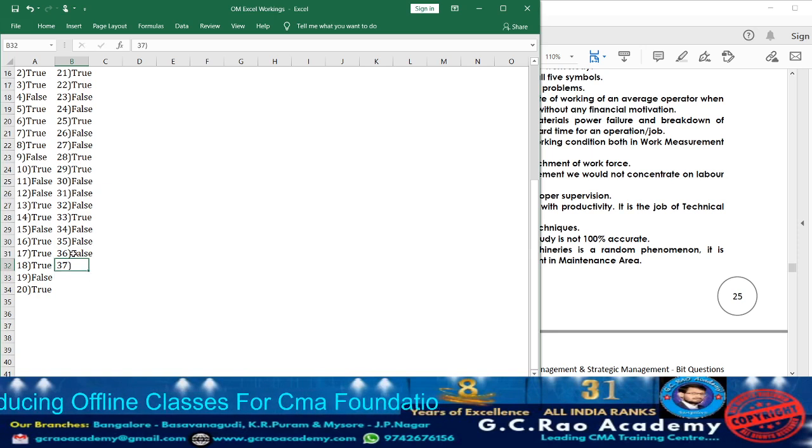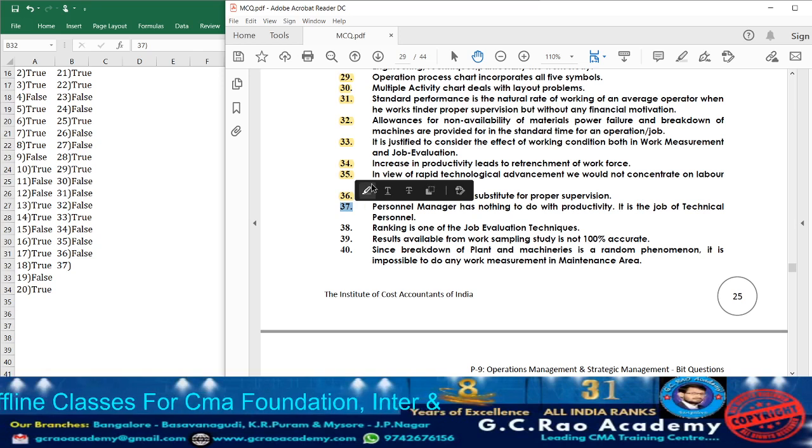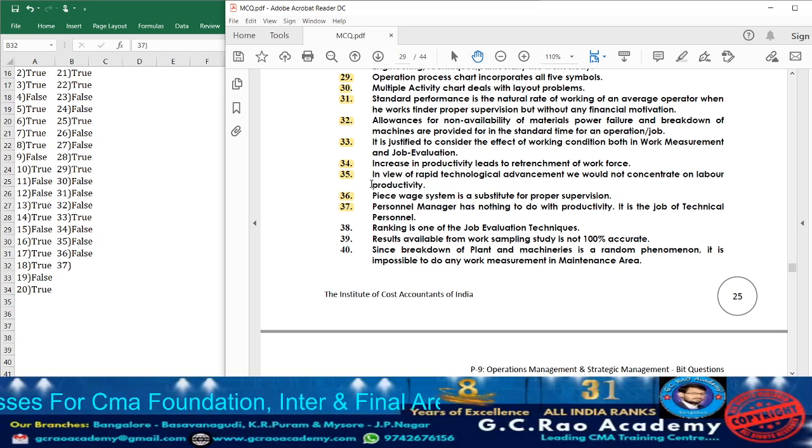Now let us move on to statement 37. What are they telling? Personnel manager has nothing to do with productivity. It is the job of technical personnel. See, personnel manager means who?